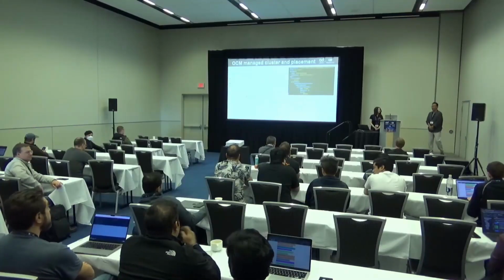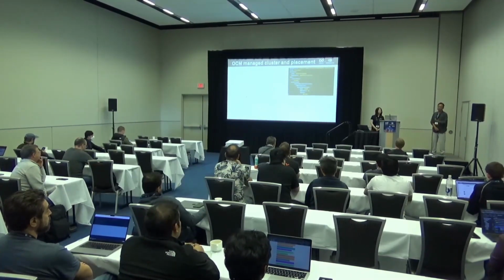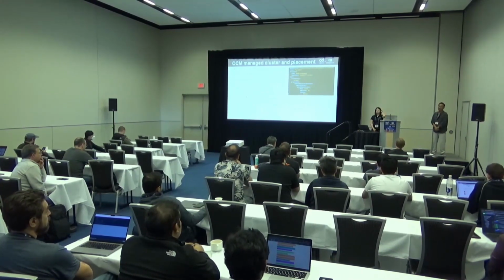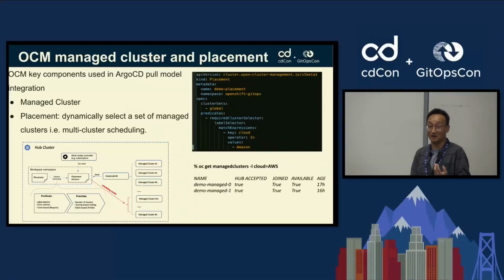Right, and for this pull model feature, we are planning to release it in our downstream project called ACM. It will be released this June, in version 2.8. So it will be published along with that release in June.